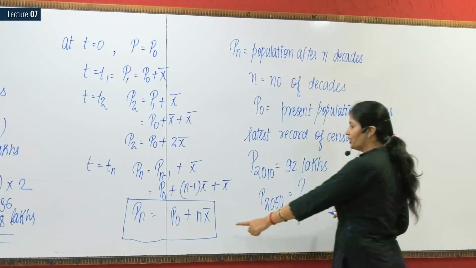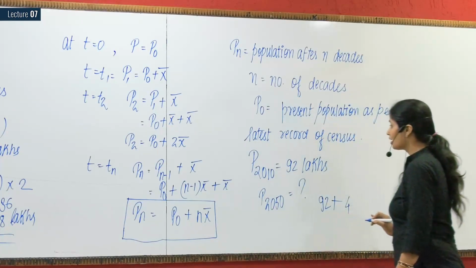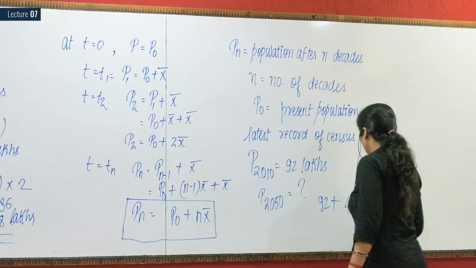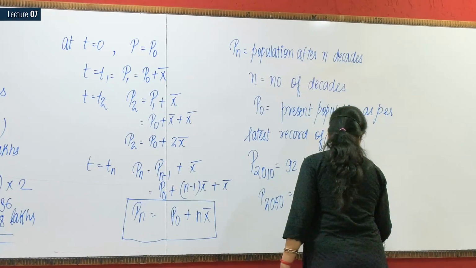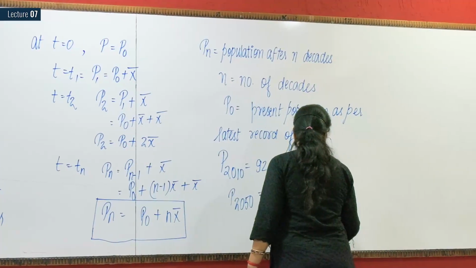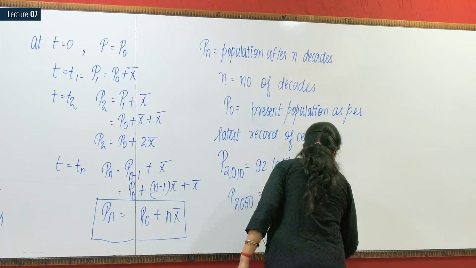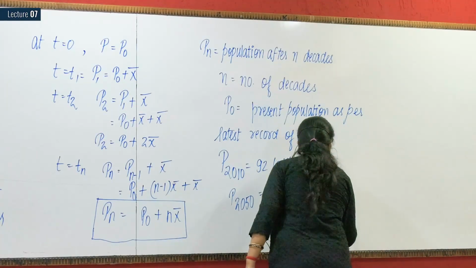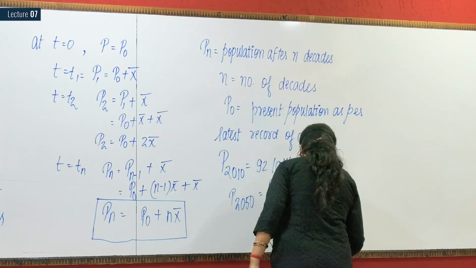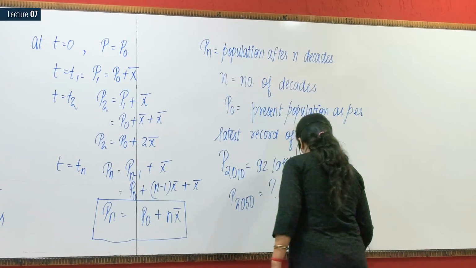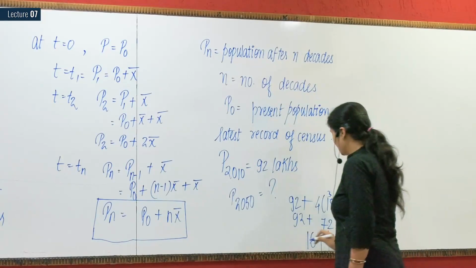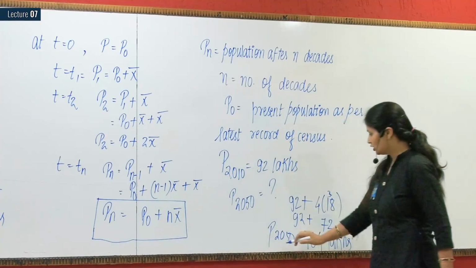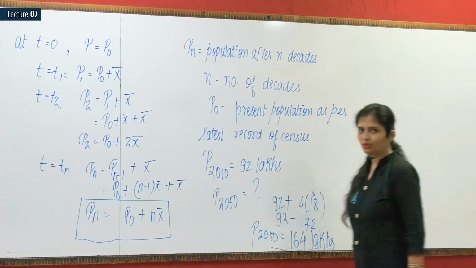And X bar is the average increase in population. Fine. So X bar we have already calculated. It was 18 lakhs per decade. So you'll solve this. This is 32. Sorry. 32. So this will be making 164 lakhs will be the population in 2050. Fine. So the population in 2050 will be 164 lakhs.